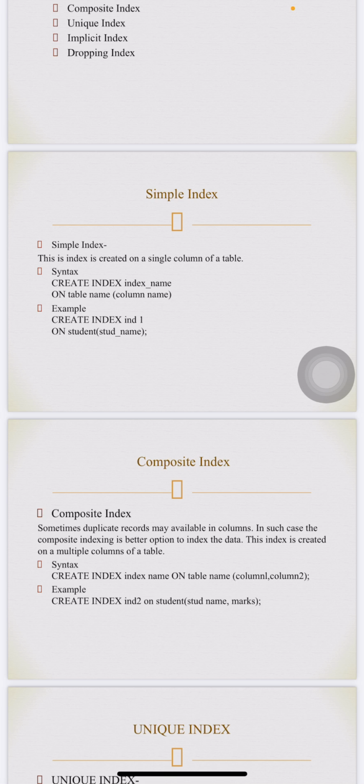Composite index. Sometimes duplicate records may be available in a column. In such a case, the composite index is a better option to index the data. This index is created on multiple columns of a table. Syntax: create index index_name on table_name (column1, column2). Example: create index index2 on student (name, marks).